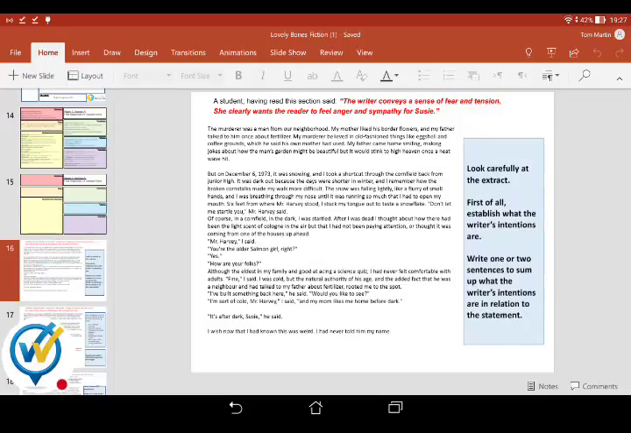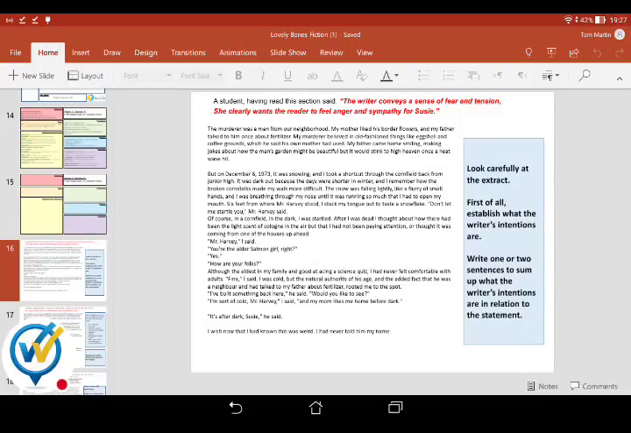And I would zoom in, I would make my point evidence explain about structure. So one of the reasons I agree with the student statement that the writer does convey a sense of fear of tension is when the writer uses dialogue between Mr. Harvey and Susie.